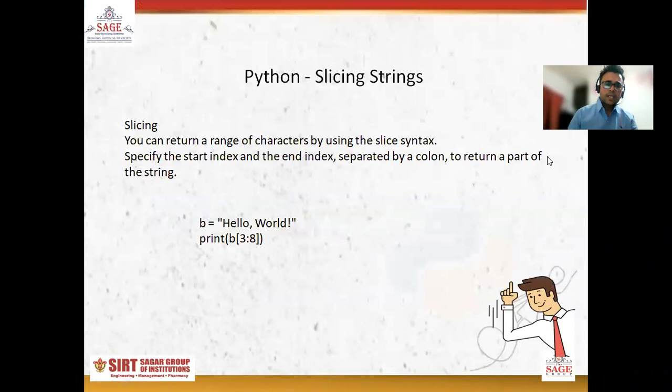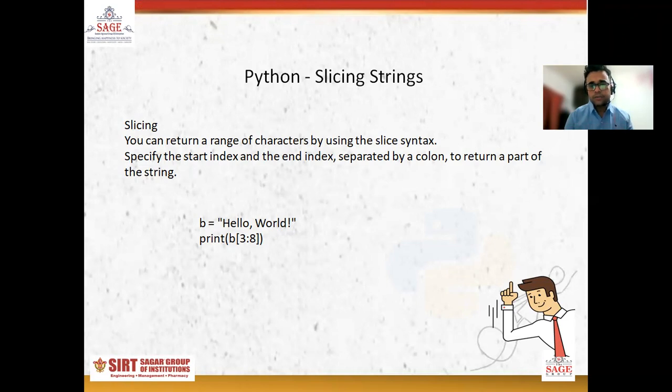Now, what is the meaning of slicing? We can return a range of characters by using the slice syntax in Python. First we specify the start index and the end index, separated by a colon, to return a part of the string. For example, b is equal to Hello, World. It will print b[3:8].